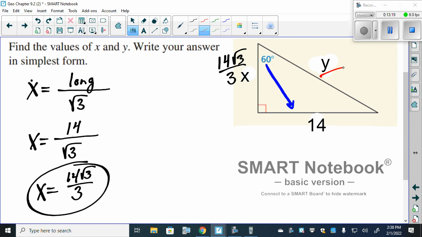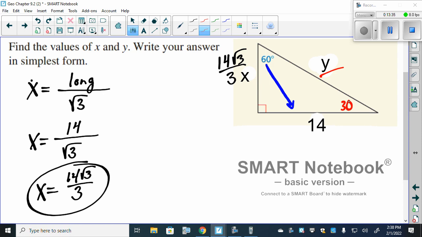In a 45, 45, 90, yes, because the sides opposite congruent angles are going to be congruent. But here, since one of the angles is 30 and the other is 60, they're not going to be the exact same. So they'll be different.